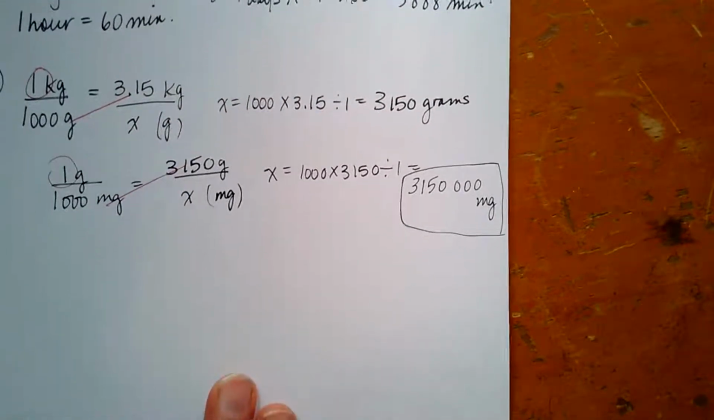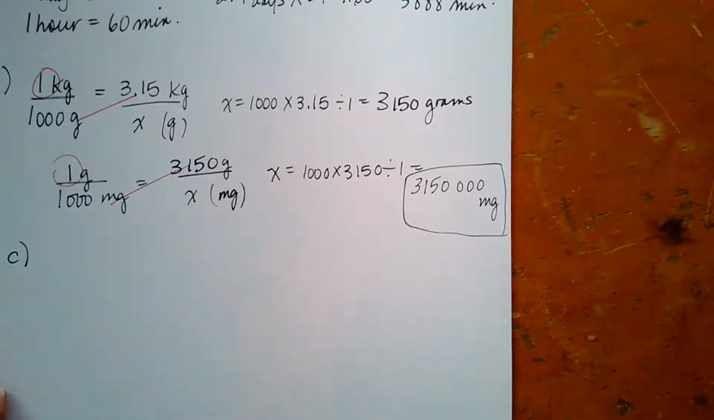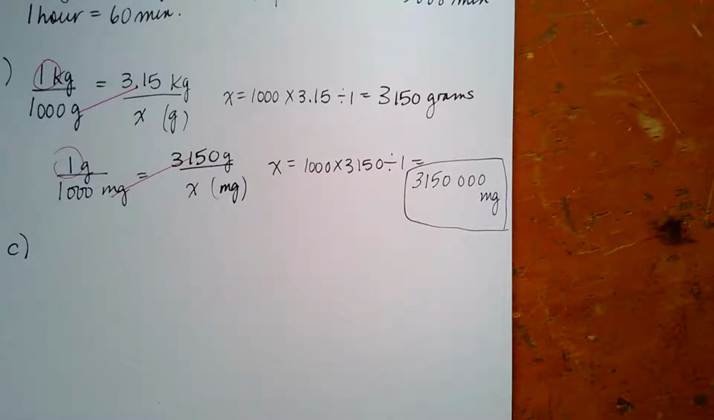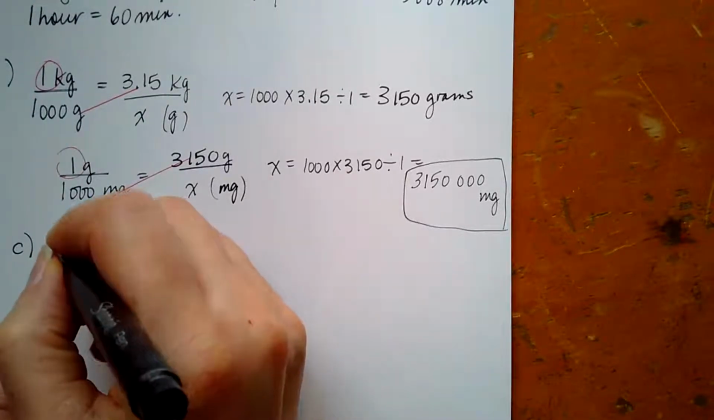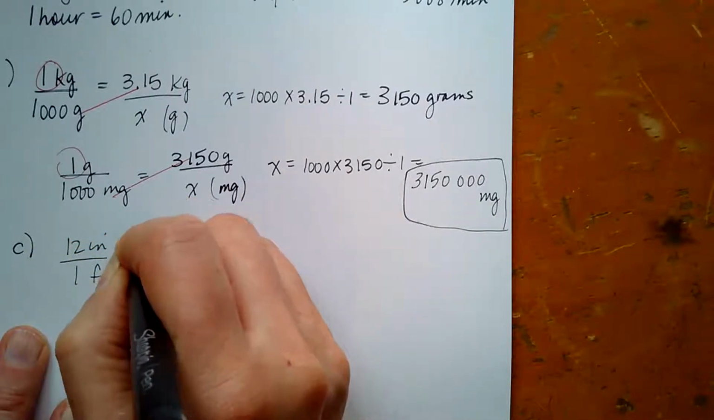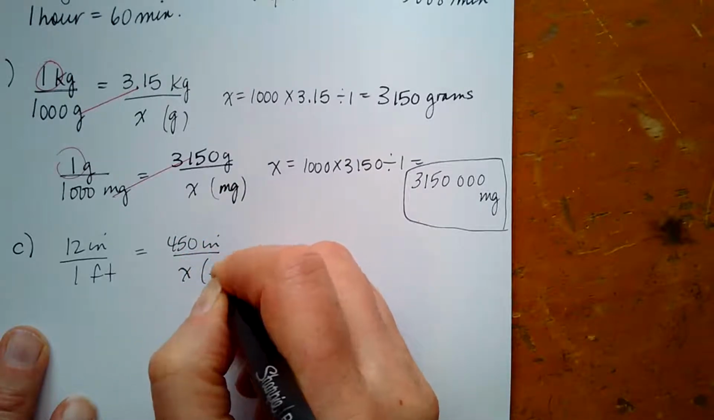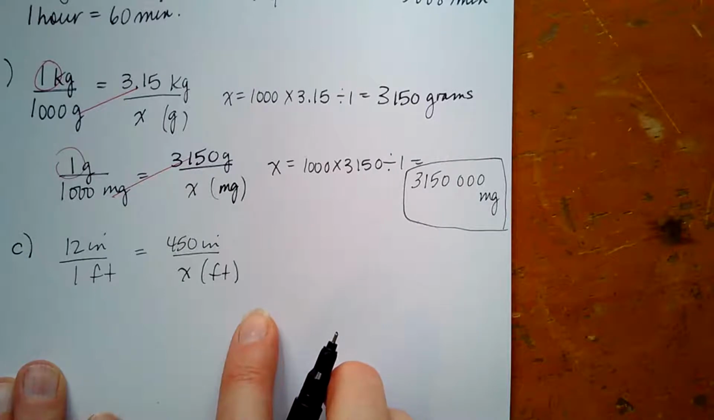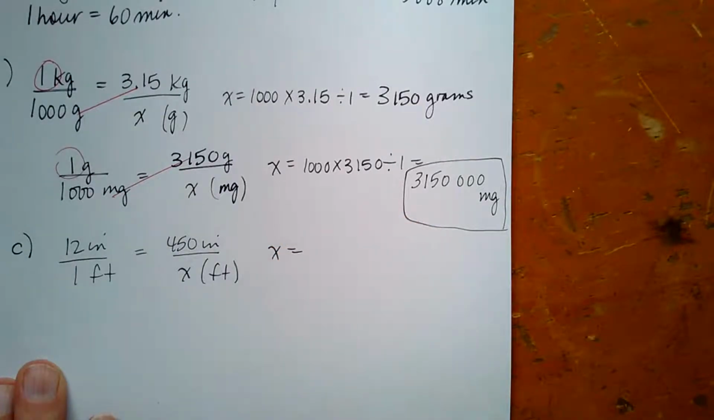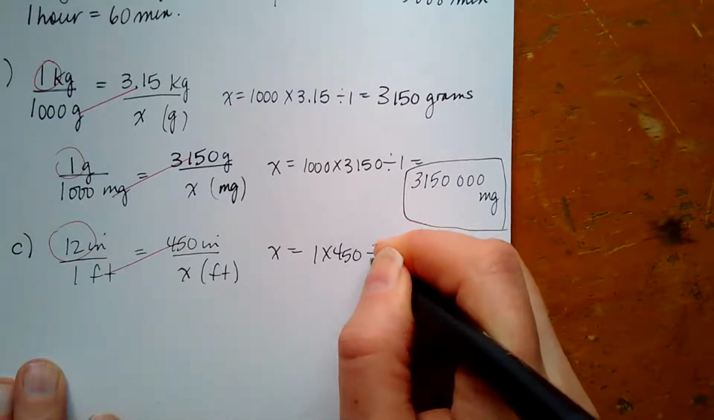Okay, part C. Inches to yards. Okay, let's do this. I know that inches and yards aren't represented together, so they are, again, inches and feet are related, and then feet and yards are related. So I know that 12 inches is equivalent to 1 foot. So I'm going to convert inches to feet first, and then I'll go feet to yards. So X equals 1 times 450 divided by 12.